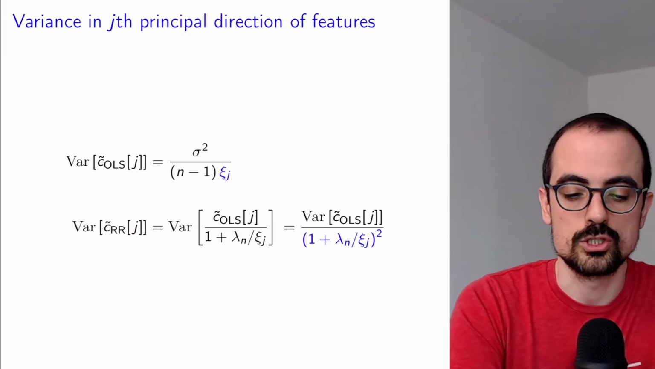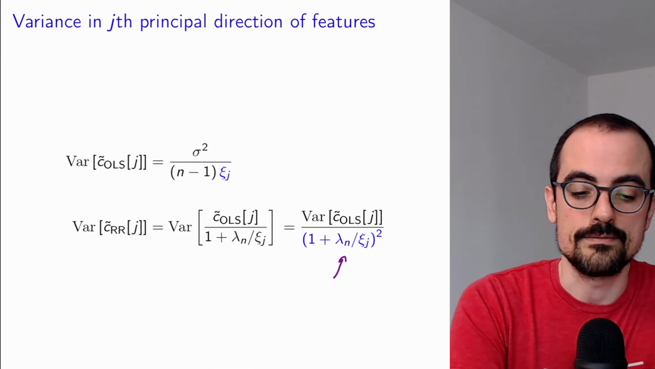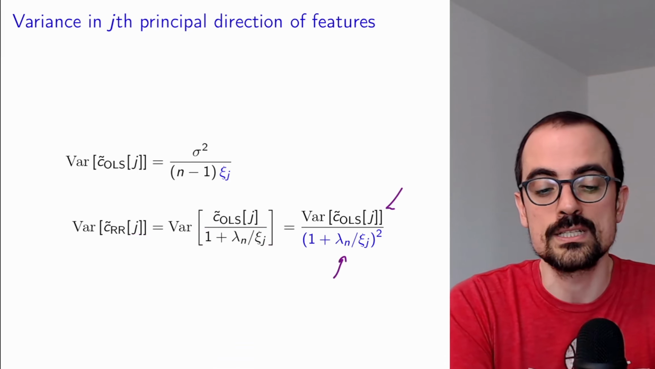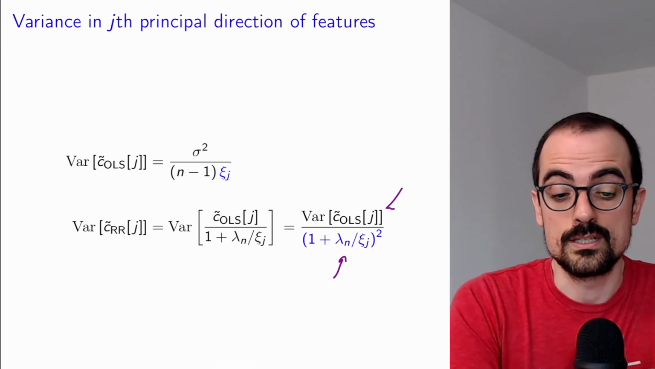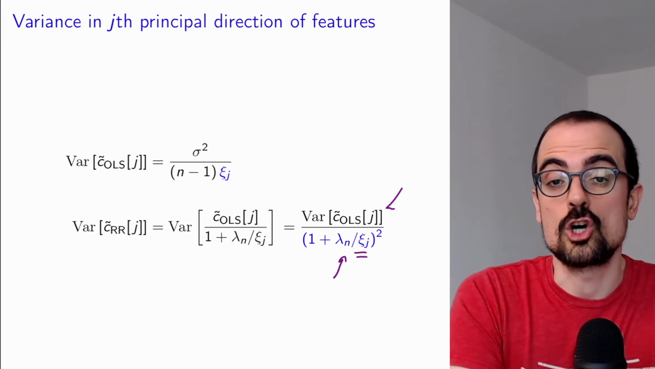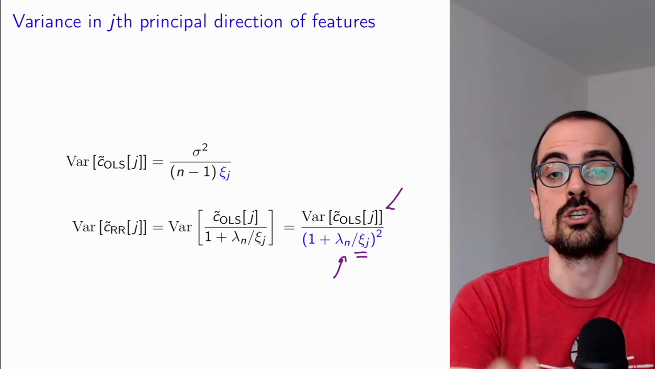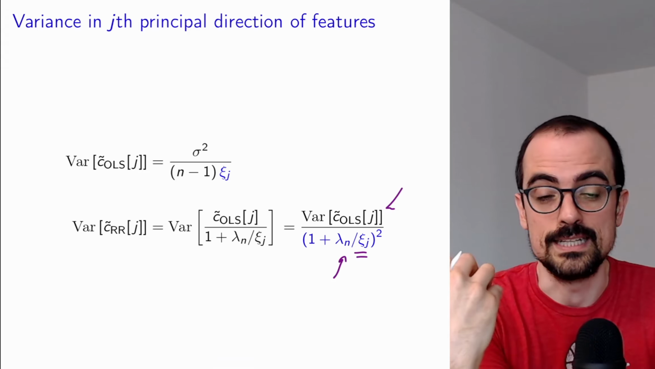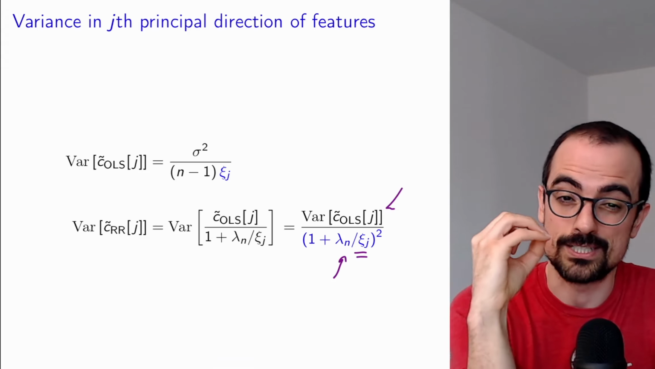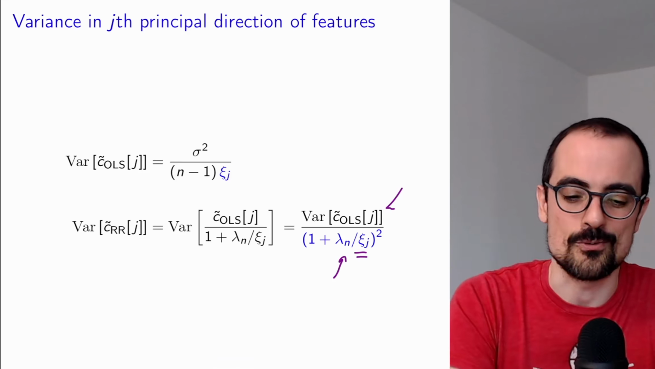It has to come out squared. And we have the variance of the OLS coefficients divided by the shrinkage factor, which depends on the sample variance of the features in that direction, and that is critical because it depends on it in exactly the right way.